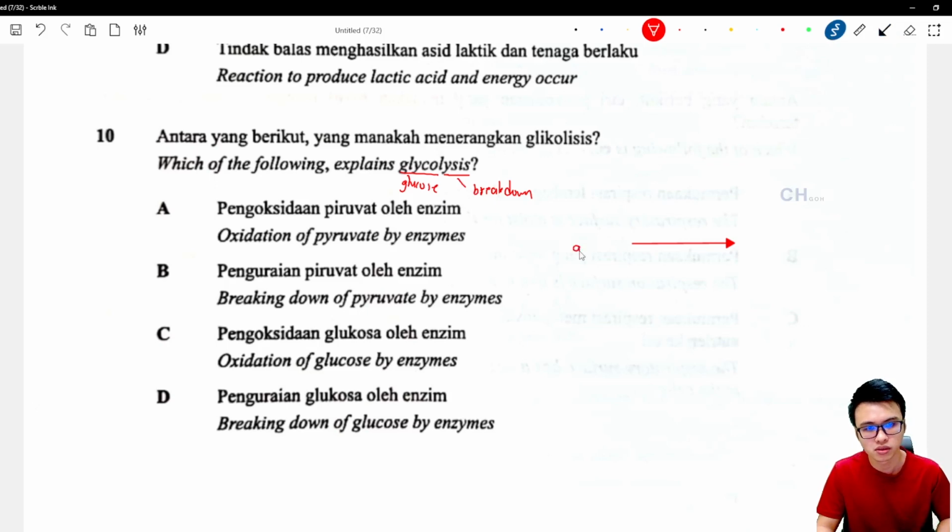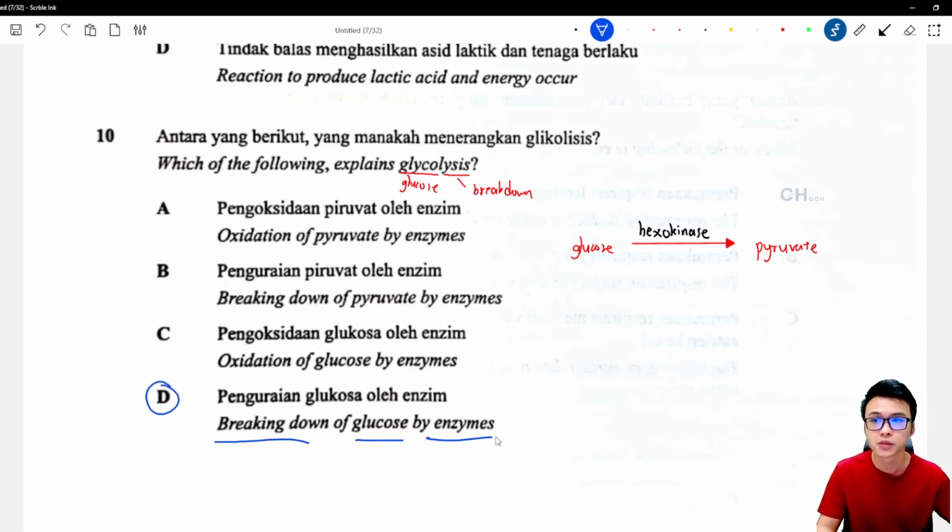So glucose breaks down into pyruvate. Okay, pyruvate. You need the enzyme. If you guys still remember the name of the enzyme, it is hexokinase. So question 10, the answer should be breaking down of glucose by enzyme. Yes, this is the correct answer. Question 10 is D.